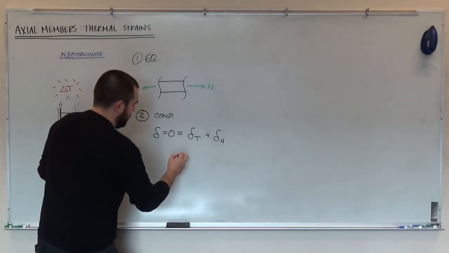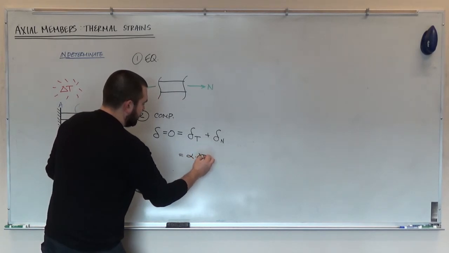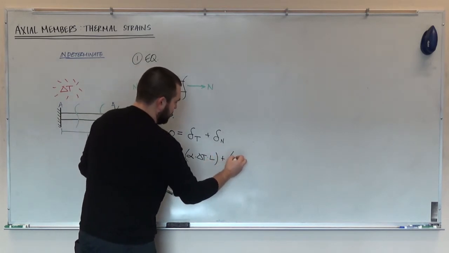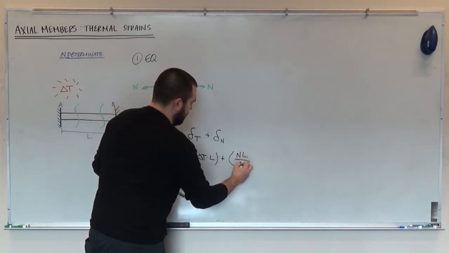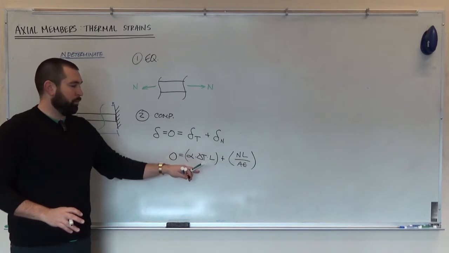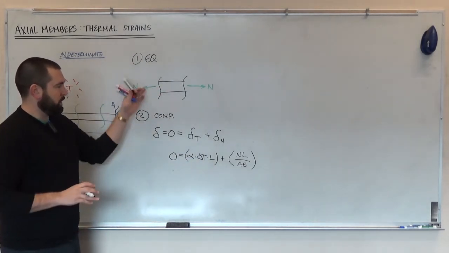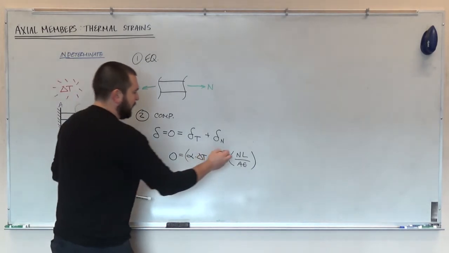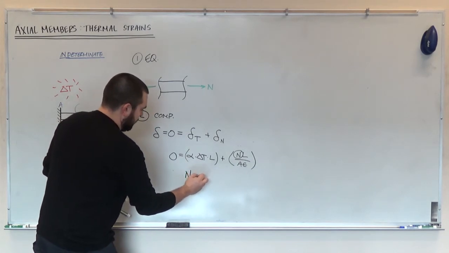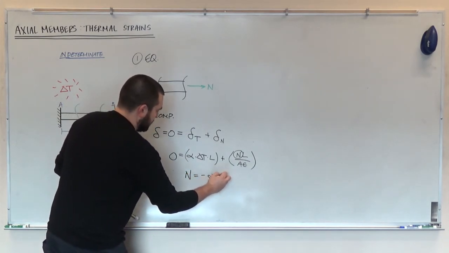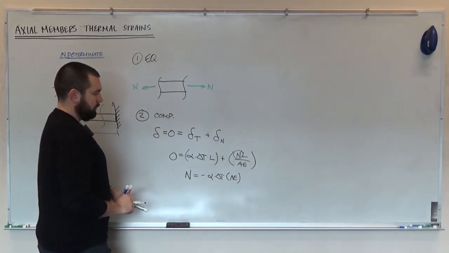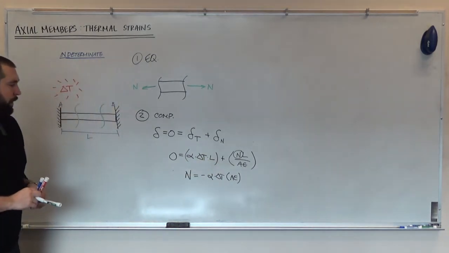And so here, this is simply equal to alpha delta T L. That's the first term, change in length due to the temperature. And this is equal to NL over AE. And this is all equal to 0. So the exact same point that we got to using the force and flexibility method, we just seem to get there a little bit more directly here. So all that I would have to do is rewrite my equation to solve for N, and I get that N is equal to minus alpha delta T times AE. I canceled out the L's. And that's the exact same endpoint that we got to before.